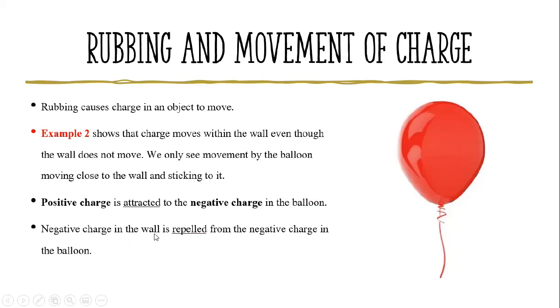So if you look at the wall, all the negatively charged particles are on the other side of the positively charged particles, because there is no way that the negative charges in the balloon can attract the negative charges in the wall. They push each other away.